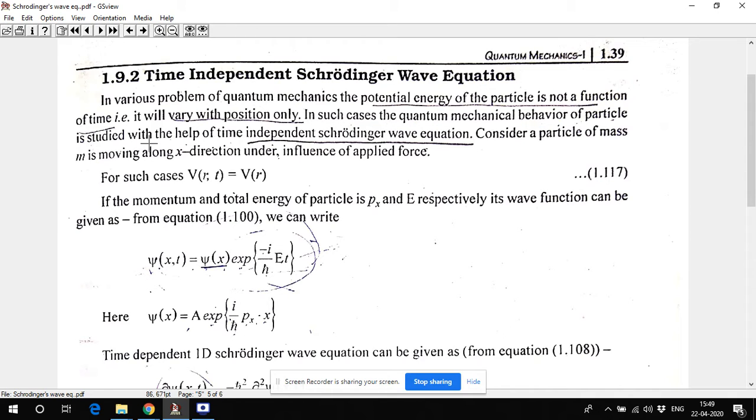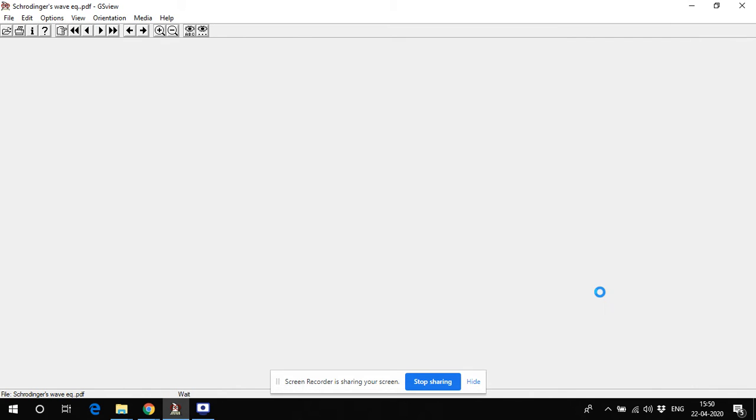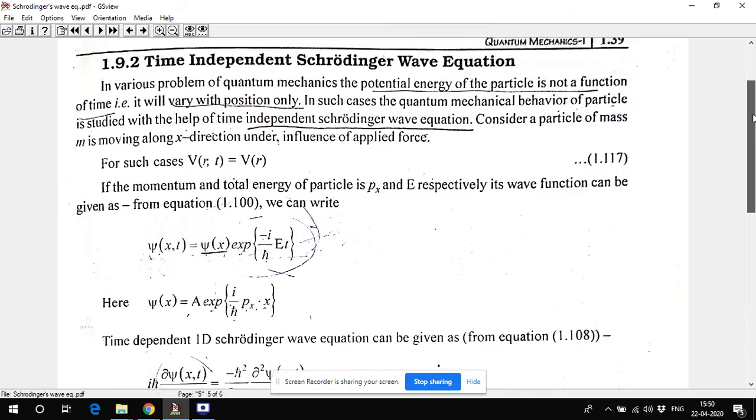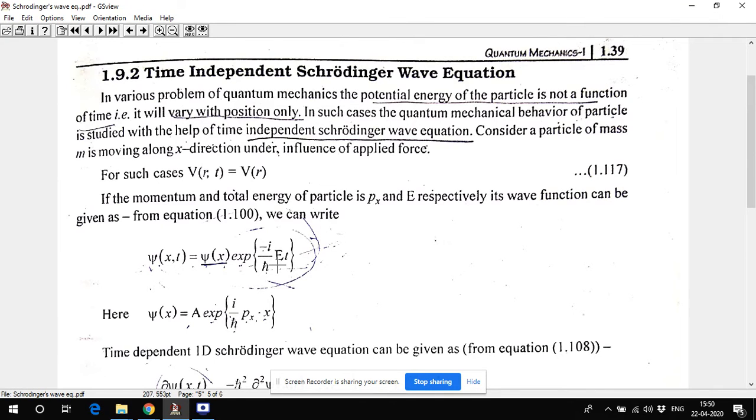Then psi, which was initially a function of x and t, we can take as a function of x only, not the t part. That is why we can remove this t part to derive the time independent equation. How do we remove this time dependent part? So we proceed further. Let us take this psi(x,t), which we took earlier also.